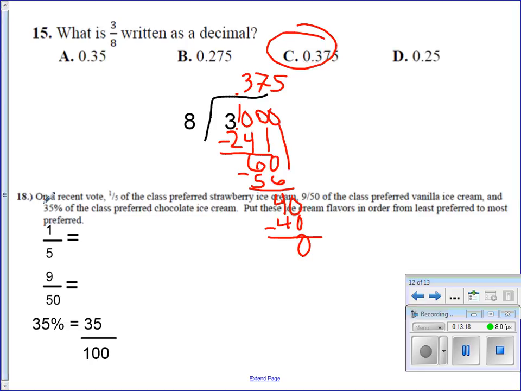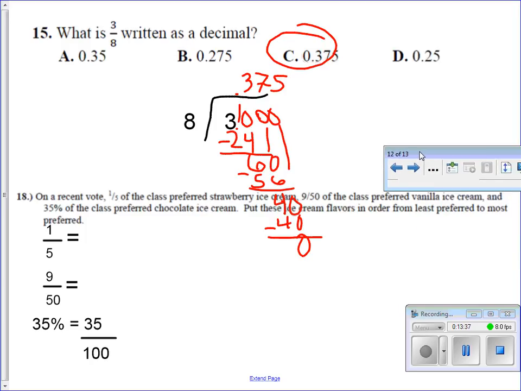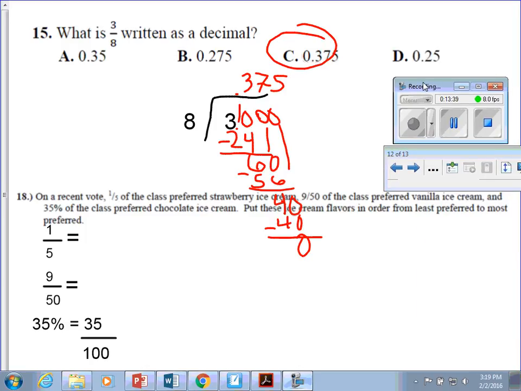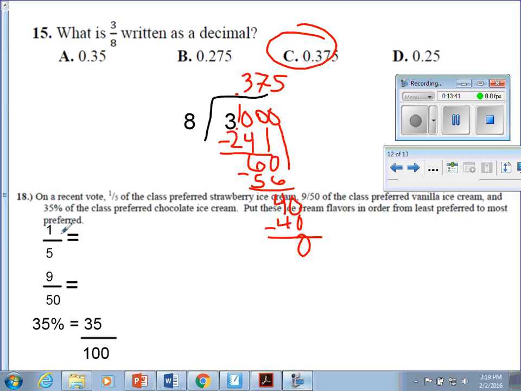Last but not least, number 18 says, on a recent vote, 1/5 of the class preferred strawberry ice cream, 9/50 of the class preferred vanilla ice cream, and 35% of the class preferred chocolate ice cream. Put these ice cream flavors in order from least preferred to most preferred. A common mistake that I saw here is that you use the numbers instead of actually writing out the flavors of ice cream.